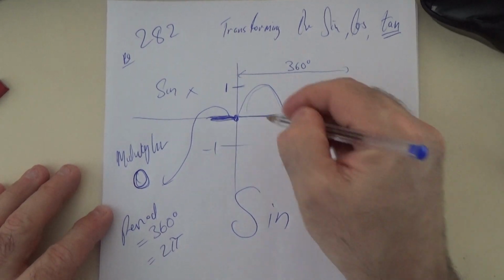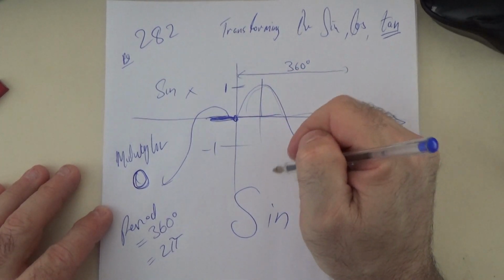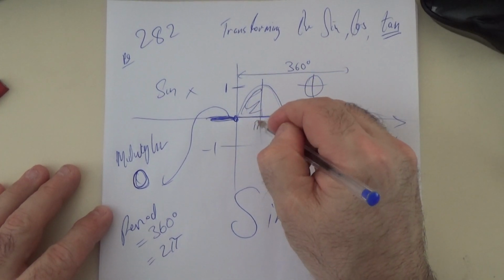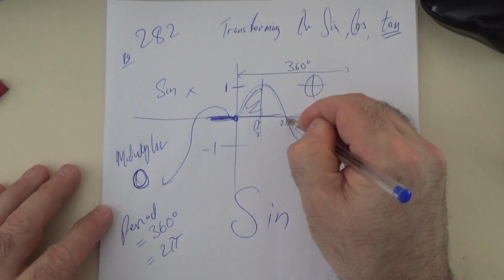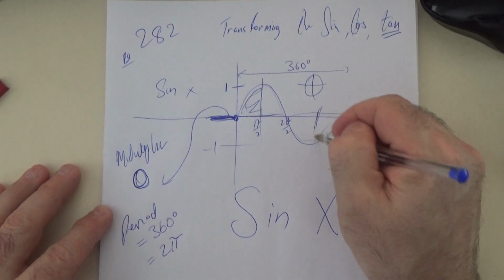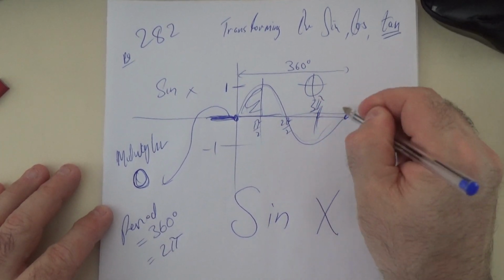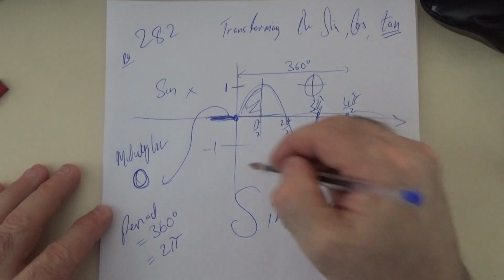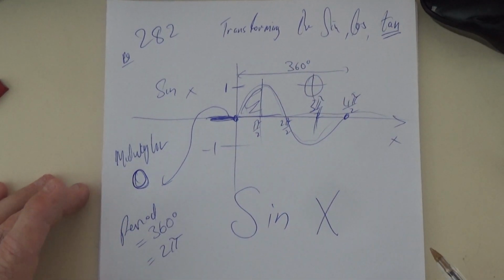to here. So every quarter is a quarter of a circle. This here is pi over 2, and then 2 pi over 2, and then here we'd have 3 pi over 2 and 4 pi over 2, which is 2 pi. So that's the period.